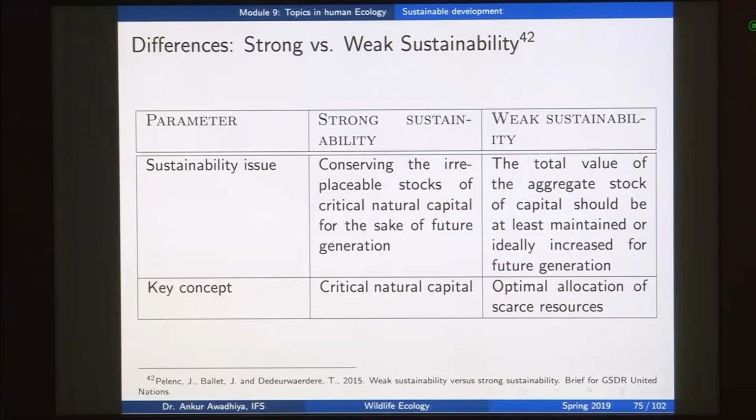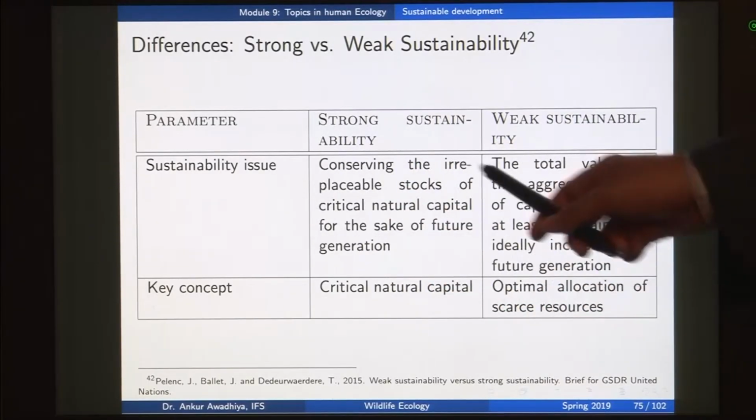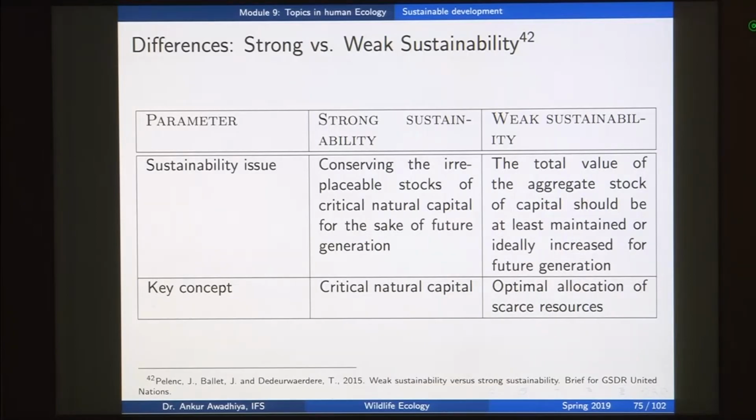So, strong sustainability says that we must conserve the irreplaceable stocks of critical natural capital for the sake of future generations. So, for instance, you have to conserve the petroleum, you have to conserve the coal, you have to conserve the forests, you have to conserve the oceans that you have.